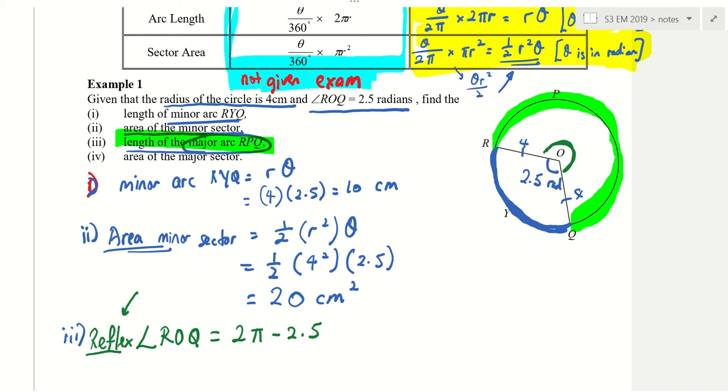RPQ is not an angle, hello. ORPQ is a sector. Now, ROQ is an angle, but ROQ can refer to the small angle or the big angle.